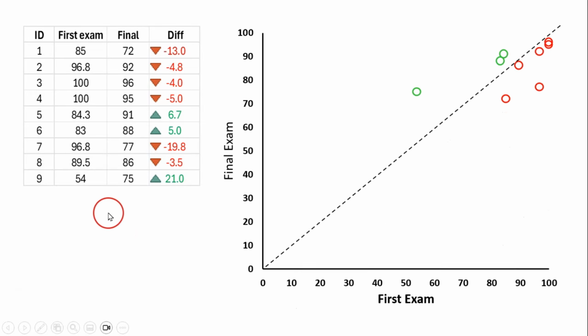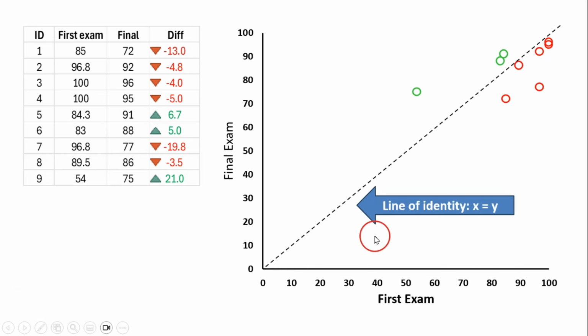So let's take a look at the scatter plot. So that's the scatter plot over here on the right that I just pulled up. So we have the first exam down here on the horizontal axis ranging from 0 to 100. And then on the y-axis would be the final exam, that also ranging from 0 to 100. And then I have the points plotted over here. So before I go to the points, you see this dotted line in the center here. This is called the line of identity.